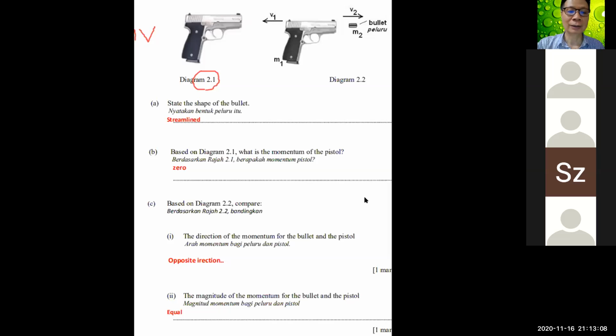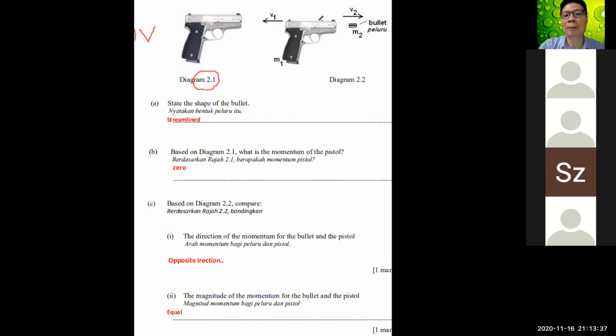Someone typed here. Justin says, principle of conservation of momentum. Yes, correct. Principle of conservation of momentum. Because you see, initially the momentum is zero. When the momentum is zero, it means after the explosion, the momentum must also become zero.